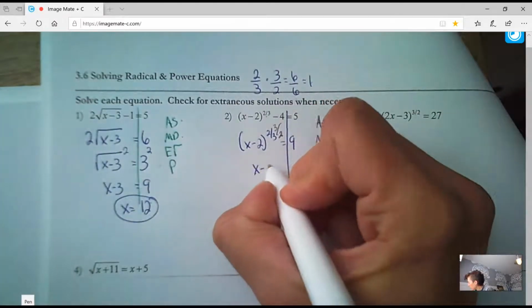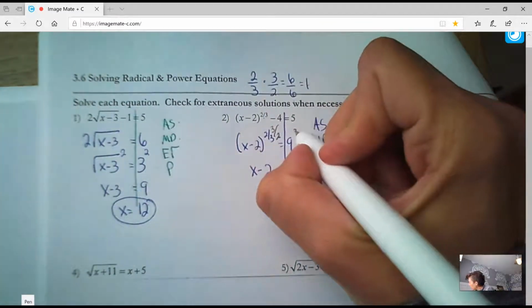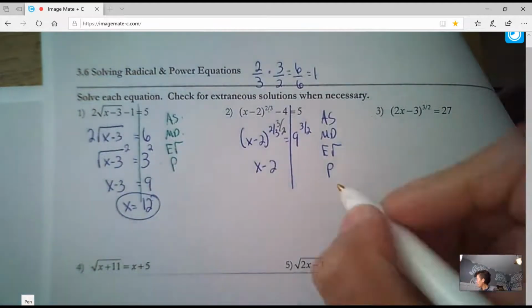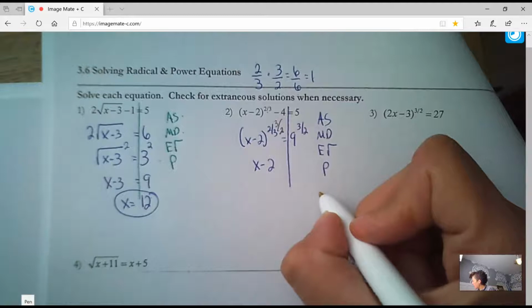I don't need a first power. So it just becomes x minus 2. And then I'll take this 3/2 to the other power. And again, you have a calculator and you can type that in, and I will show you that. But it is important that you know how this happens without a calculator.